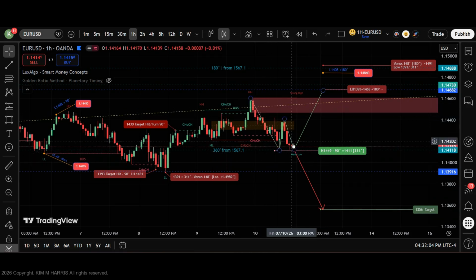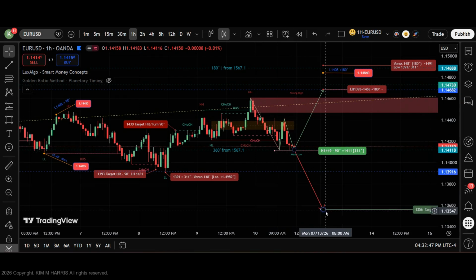Number 2, if it decides that it is going to shuffle around here a little bit until it does exactly touch my 1449, my 1411 target, if it hits it precisely, exactly, it will do a hard reversal to the upside and go towards my 1468 level. That is 180 degrees from the low that I calculated down over here. Okay, so we have 3 scenarios that are going to play out.